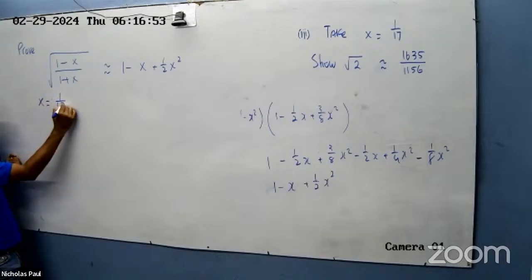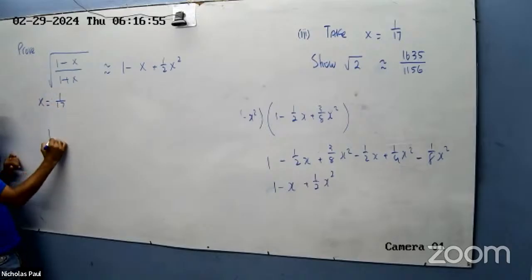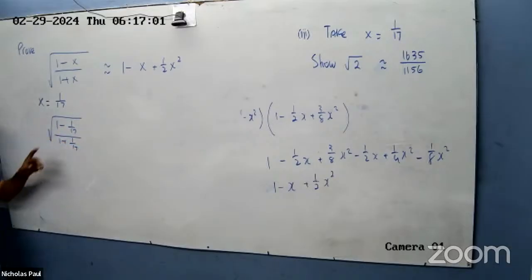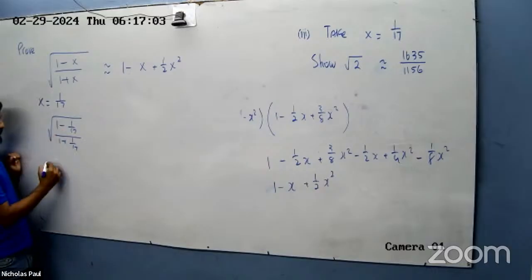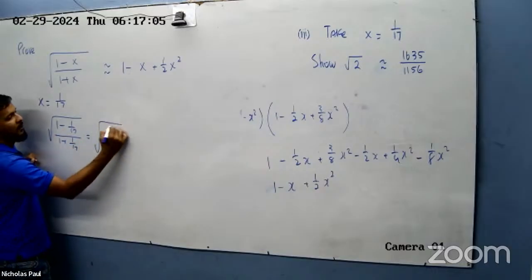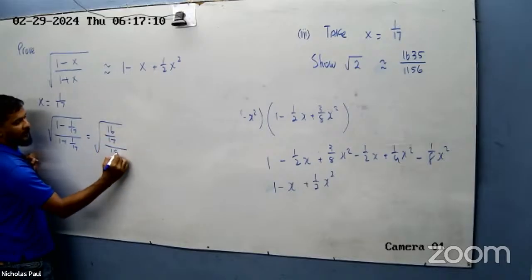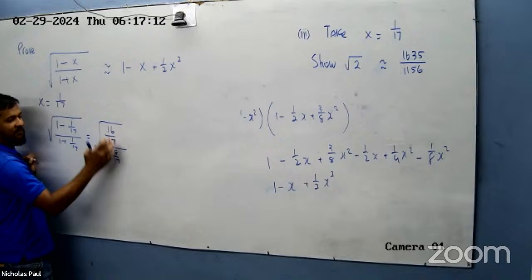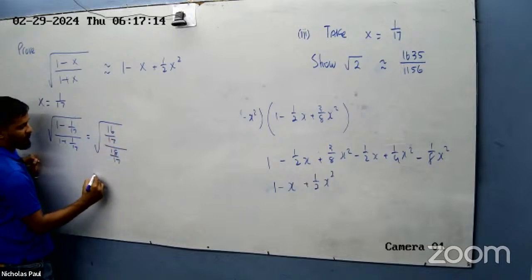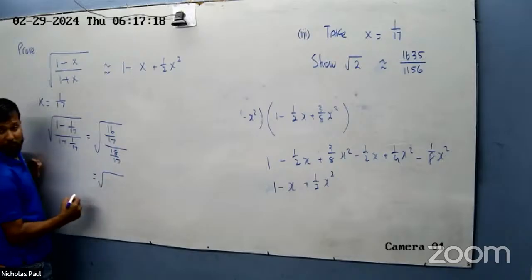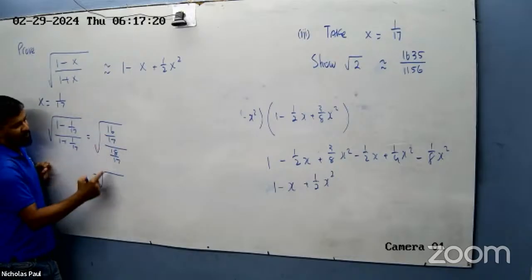Again, they told us what to put x as, right? So 1 minus 1 on 17, 1 plus 1 on 17. How much is this? 16 on 17 over 18 on 17. When I divide this, what will you get? Square root of.